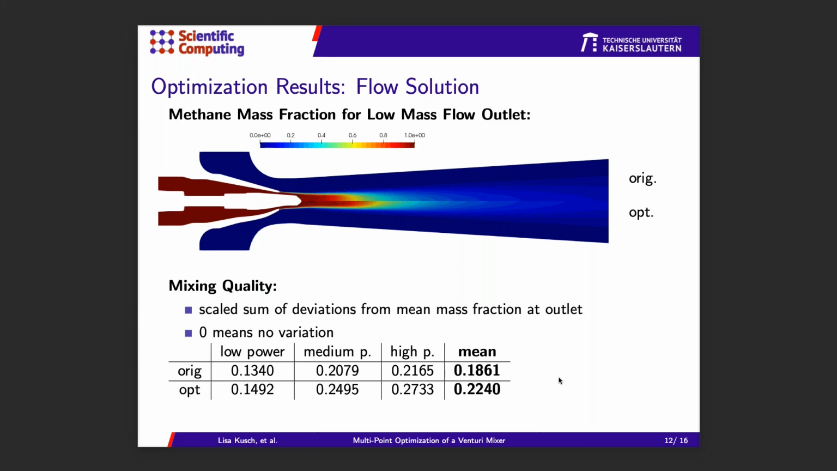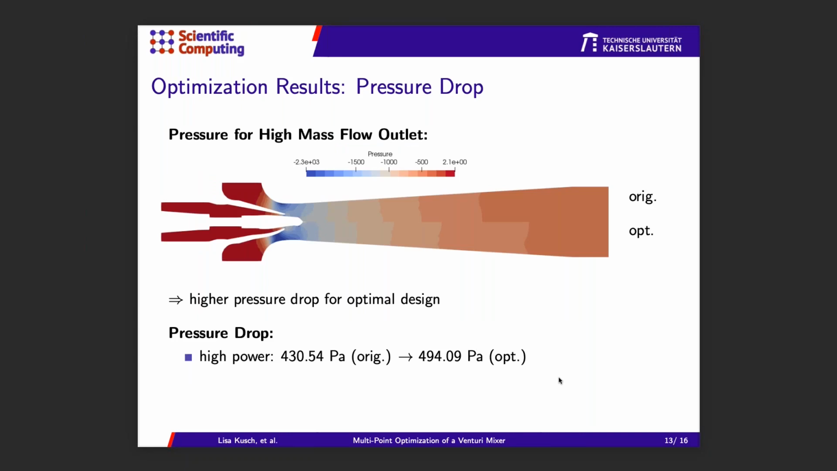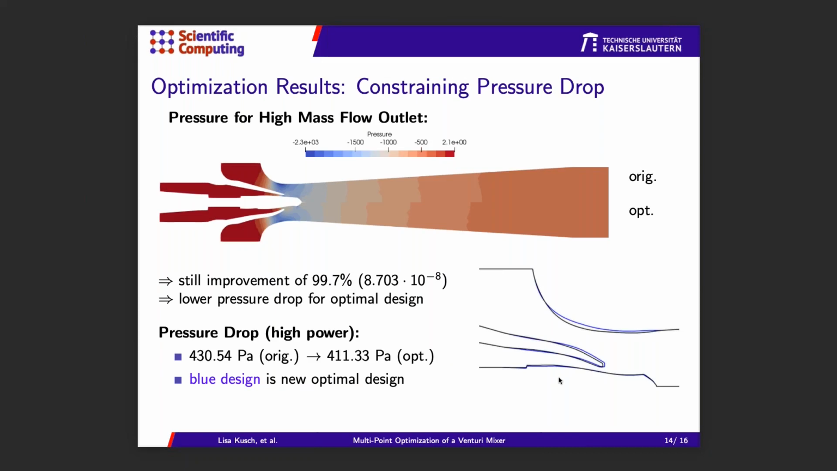Something we already tackled, and I can present right here, is the problem with the pressure drop. If you look at the optimized design, at the pressure contours on the bottom right here, and also the values, you see that the pressure drop has increased for the optimal design, which is something we do not want. But we can easily introduce an additional constraint. It's only necessary in this case for the high power case on the pressure drop, so it shall not be bigger than for the original design.